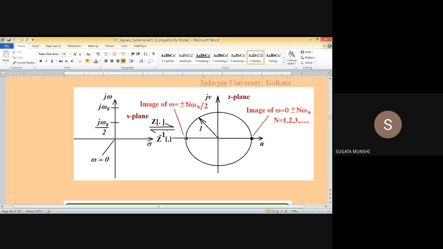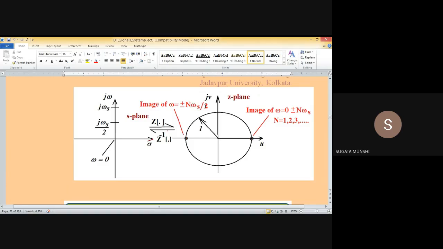Then, sorry, there is a problem here. It will not be n omega s by 2. It will be n plus 1 omega s by 2. All right. So there is a mistake here, because this will be the image of omega s by 2, 3 omega s by 2, 5 omega s by 2, 7 omega s by 2, like that. Similarly, it will also be the image of minus omega s by 2, minus 3 omega s by 2, minus 5 omega s by 2, like that. So this one will be within brackets n plus 1 omega s by 2.